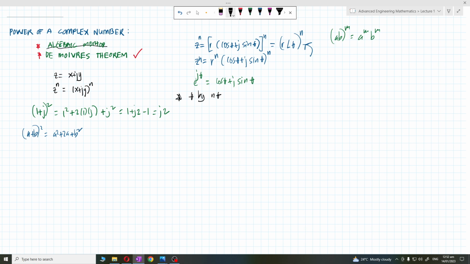So what will happen, guys? Our e raised to j theta will become e raised to j n theta. Then on the right side, we have cosine of n theta plus j sine n theta.